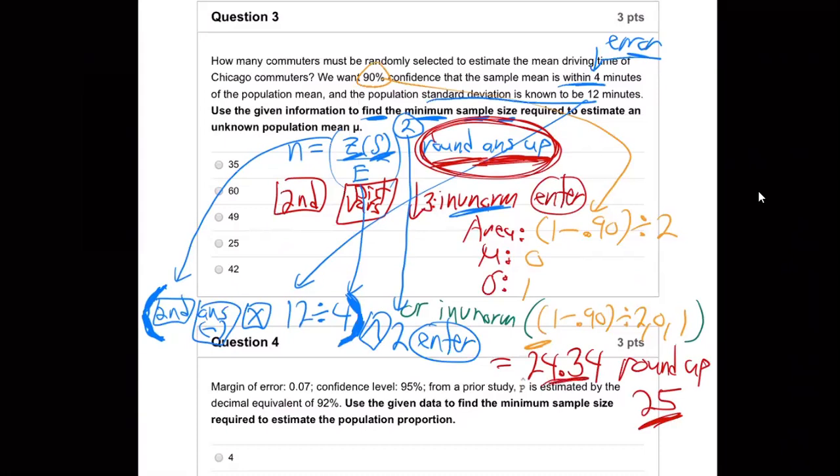So we're saying 24.34 is exactly how many commuters we need to survey to get the kind of accuracy we want in this study. But you can't survey 24.34 commuters. You have to survey 25. If you only survey 24, you're going to get less than the accuracy you need. That's below the true answer. You have to go above it, because above it is always more accurate. So 25, there it is. There's the answer.